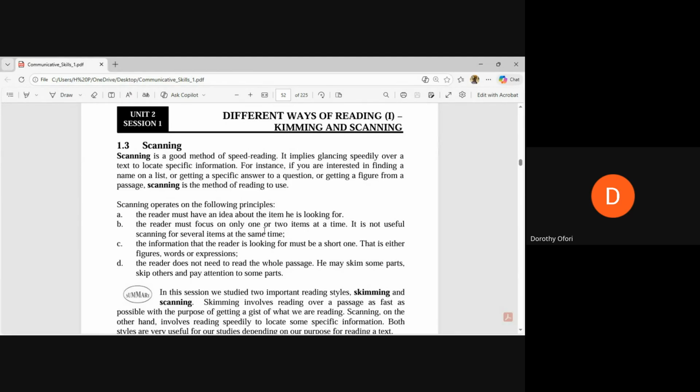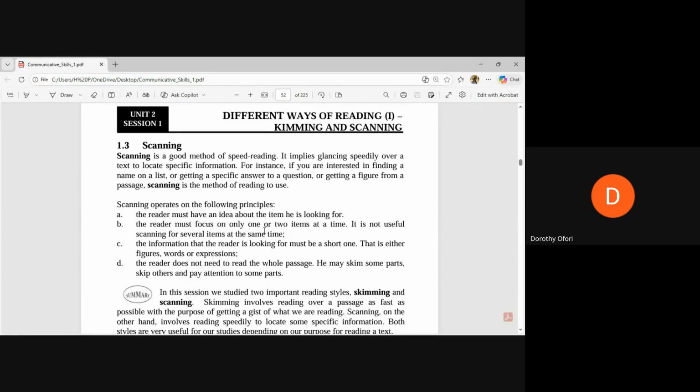Okay. The next principle is that the reader should focus on only one or two items. So you can't say, one person, you are looking at the name of the president, the date he was born, where he comes from, when he got married. So four pieces of information at the same time is not really appropriate.